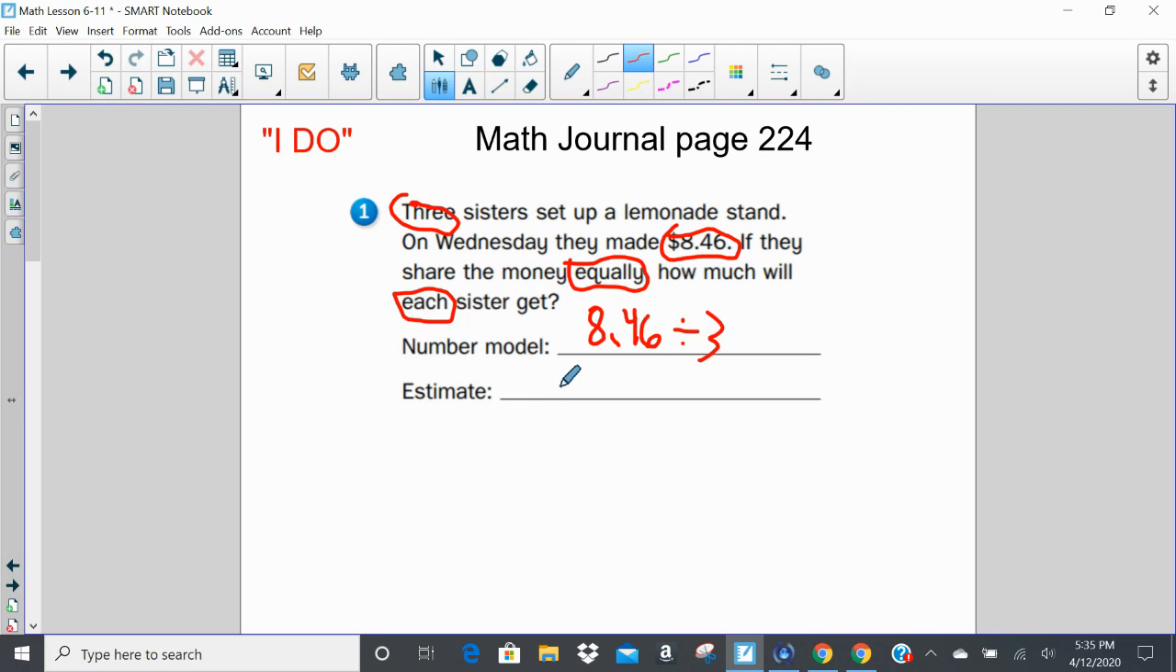I'm going to go ahead and estimate that. Remember, our estimation can help us a lot to make sure that our answer makes sense when we are done, right? So 8.46, I'm going to round that to 8. And then I have to think, what can I change that 3 to that will go into 8? I know that 2 goes into 8, so I'm going to make that 2. So 8 divided by 2 equals 4. Our answer should be close to 4.